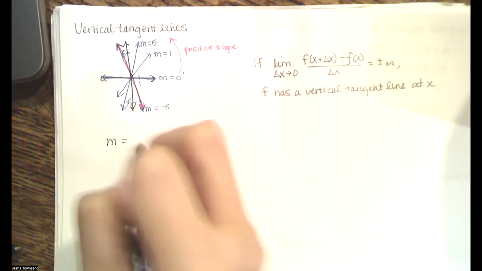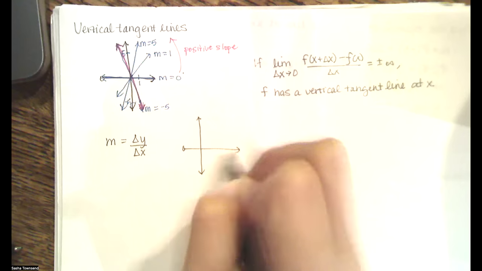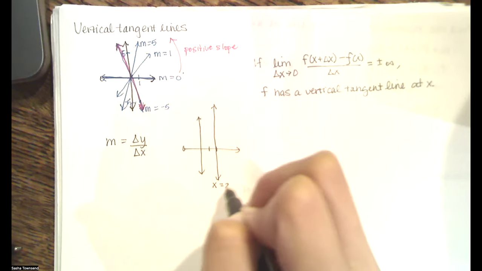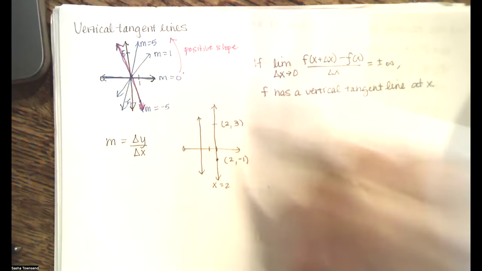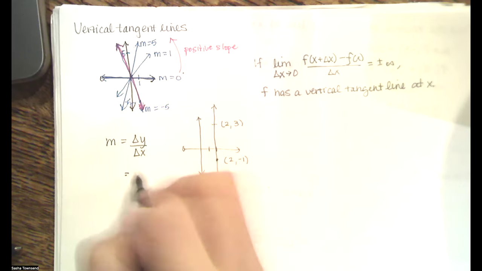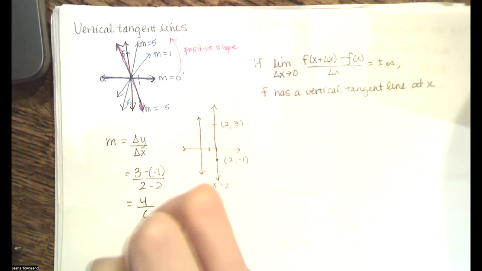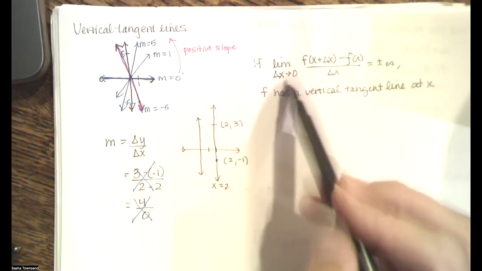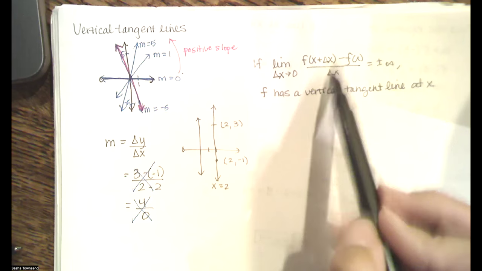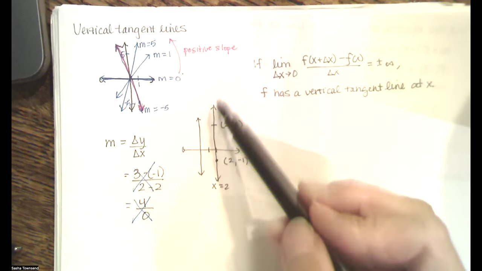And I think when you think of the slope of the tangent line as being delta y over delta x, that makes sense. If I have a vertical line, let's say x equals 2, a couple of points on that line might be x equals 2, y equals negative 1, and x equals 2, y equals 3. Change in y over change in x would be 3 minus negative 1 divided by 2 minus 2. So we would have 4 divided by 0, which is a bad thing to do. Dividing by 0 is never allowed. But we could let delta x approach 0, and we often do that whenever we compute this limit. So if this limit gives us a non-zero constant divided by 0, that limit will be plus or minus infinity, which corresponds to having a vertical tangent line.